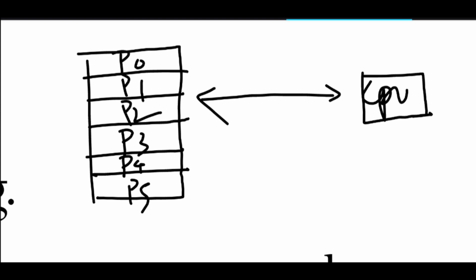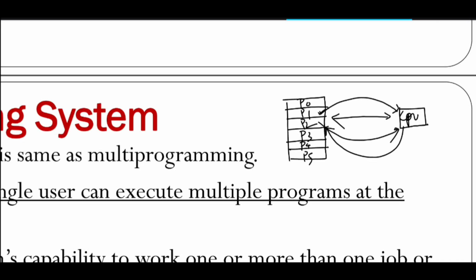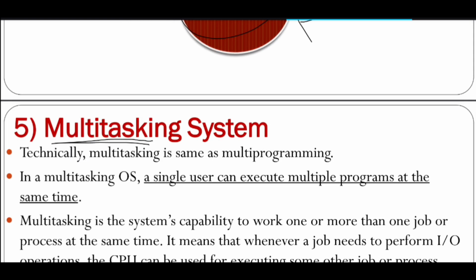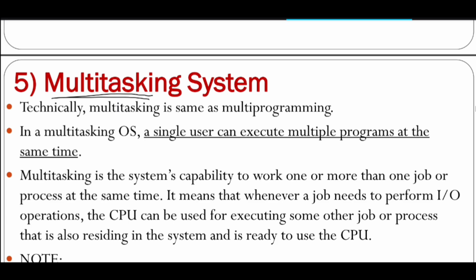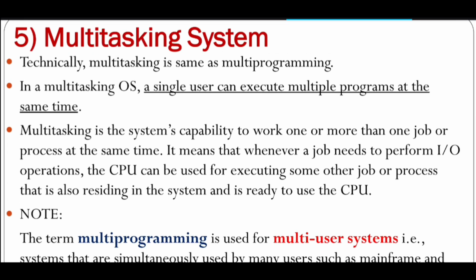In the multitasking OS, multiple processes can execute simultaneously. How does this happen? P2 is executing right now, and then the user opens P1, then suddenly P2 goes back and P1 is switched to the CPU. This faster switching makes the user feel like the CPU is executing multiple tasks simultaneously. This is multitasking. A single user can execute multiple programs at the same time.